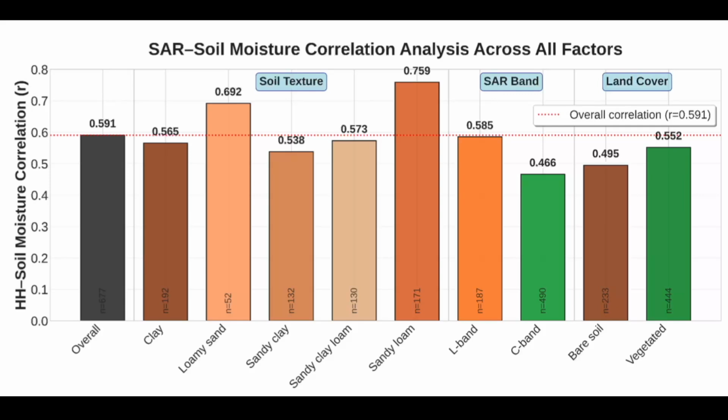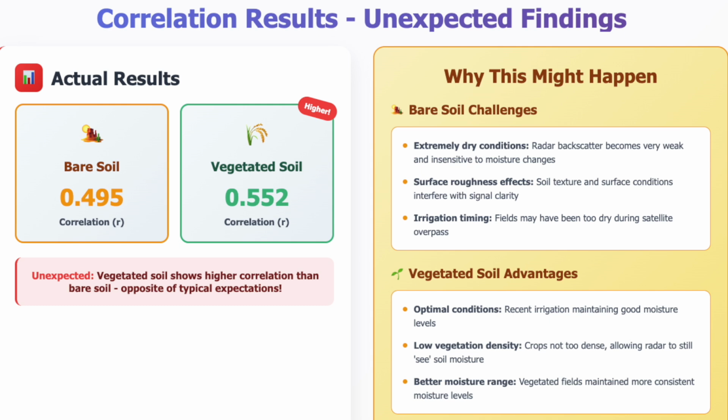If there is bare soil, nobody bothers irrigating it. And if it is dry, then the radar backscatter can be very weak to the moisture changes. So that might be a reason. So irrigation also played a role here. Maybe the backscatter has an optimum soil moisture for a good signal-to-noise ratio. When the soil is extremely dry, we have too much noise. And if it is bare soil, maybe it was not irrigated. The difference is not that great, but still the bare soil is less than the vegetated soil in terms of correlation.